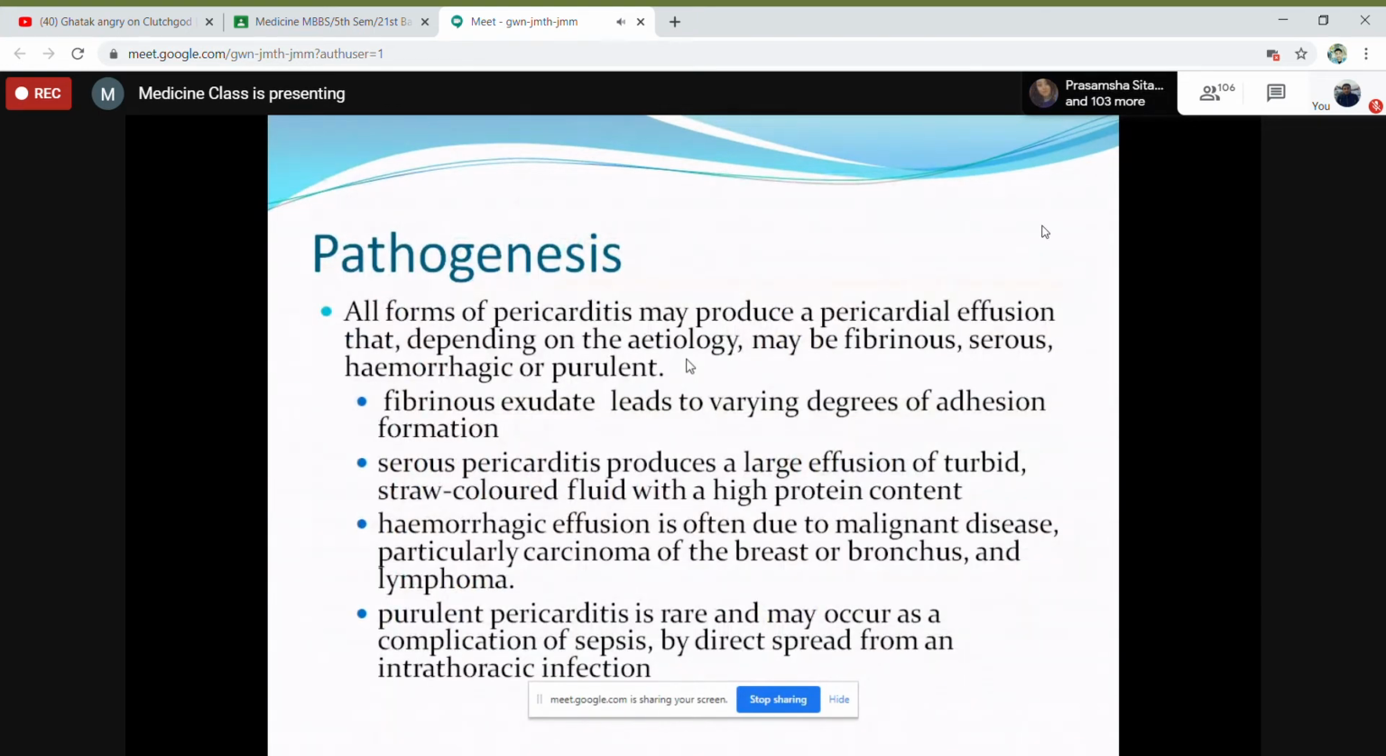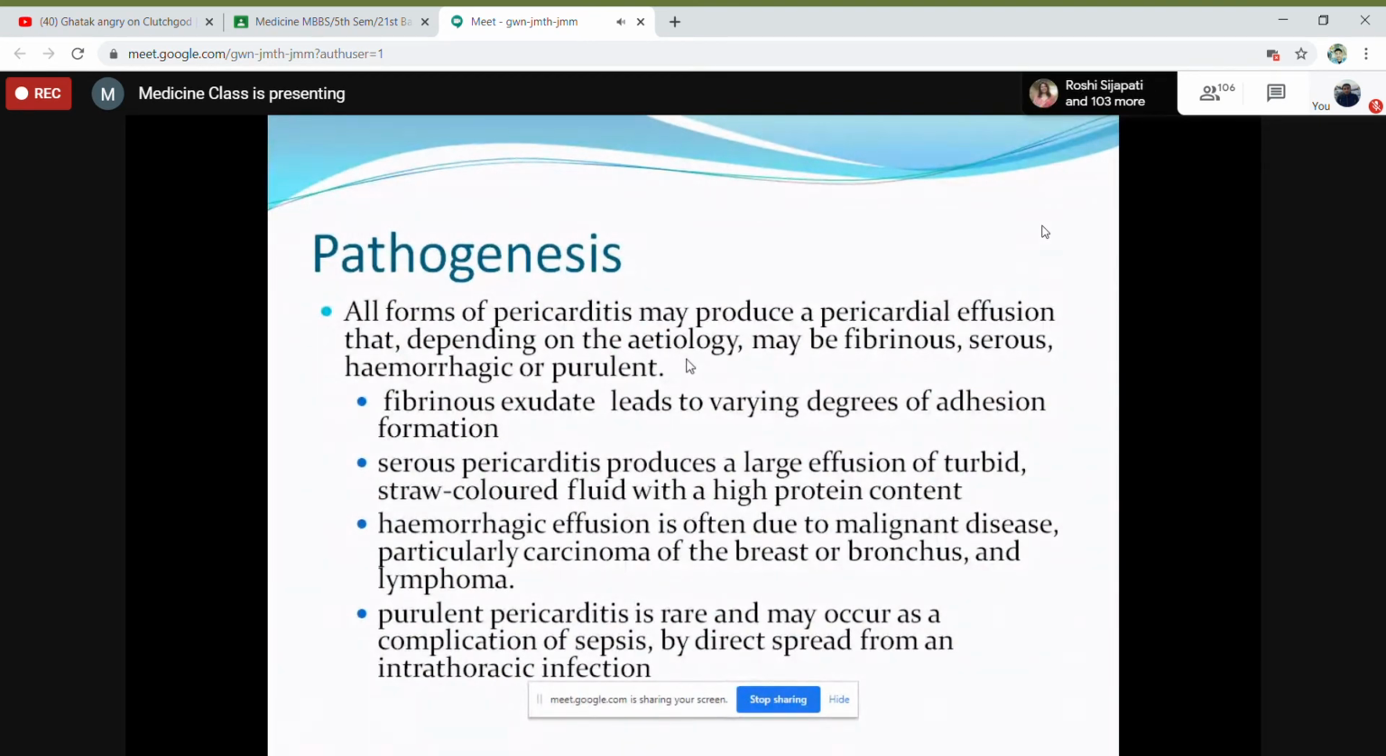Now, the pathogenesis. All forms of pericarditis may produce a pericardial effusion. This pericardial effusion may be the sequela of pericarditis in most cases, and it depends on the etiology. The pericardial fluid may be fibrinous, serous, hemorrhagic, or purulent. Fibrinous exudate leads to varying degrees of adhesion formation, and serous pericarditis produces a large effusion of turbid straw-colored fluid with high protein content.